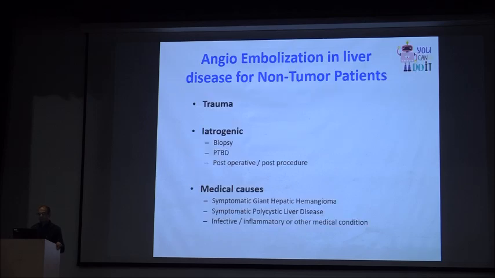The role of angio embolization in the liver is most commonly in three conditions. First, to stop bleeding in trauma patients. Second most common is if bleeding occurs because of iatrogenic causes, like in a biopsy, PTBD procedure or some surgical procedure. In some rare conditions, angio embolization also has a role in medical causes like hepatic hemangioma, polycystic liver disease or some infective disease which causes injury to the arteries.